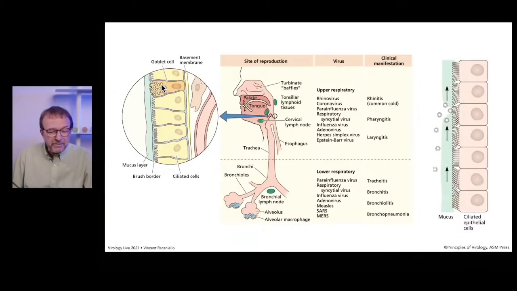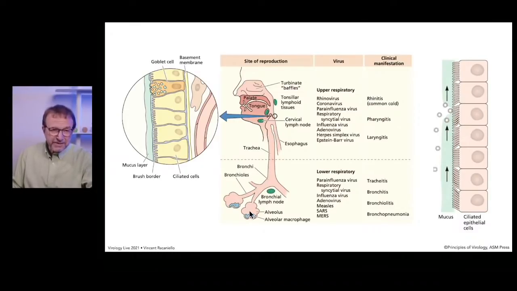Here's a goblet cell that makes mucus. Mucus lines the apical border of the respiratory epithelium and serves as a primary physical defense, as we'll see next week. And then there's a basement membrane, which prevents things from just floating across from the apical layer, like viruses. And this kind of layer lines most of the respiratory tract.